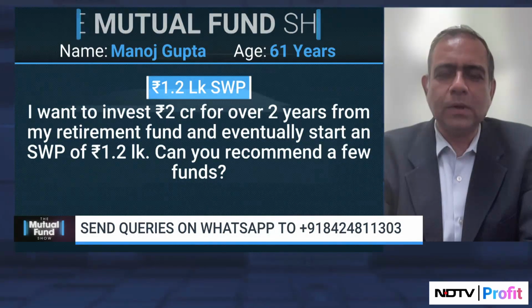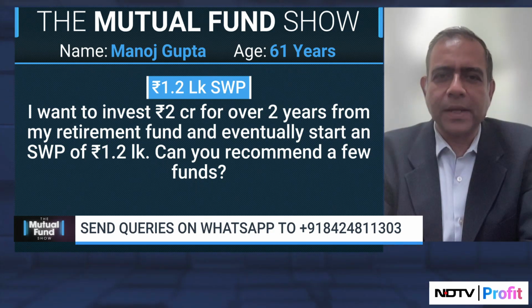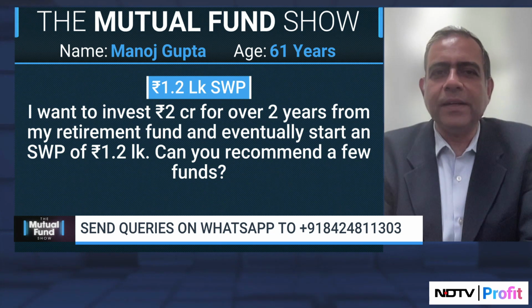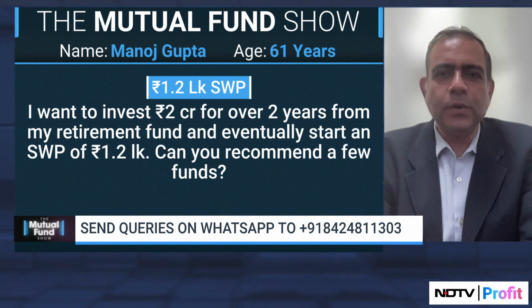First of all, Vishal, what do you think about this approach? I don't know what his total corpus is, but how should he go about doing this? So a few elements that I would suggest for him. One is that clearly the SWP requirement is going to evolve over a period of time because inflation is going to hit that 1.2 lakhs number, and therefore every year he'll have to go back and look at how that number needs to go up to account for inflation. And obviously mutual fund SWPs allow that flexibility because you can increase that SWP at whatever point you need to.